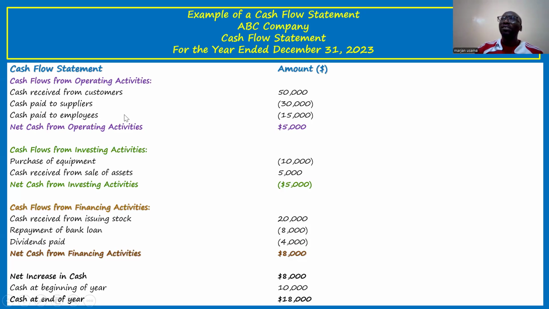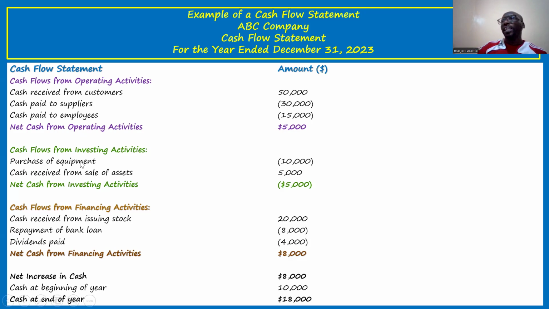We are paying, it's going out. Cash paid to employees. When you are paying salaries, we are using our money. Our money is going out. So this is also a negative number, 15,000. So the net cash from our operating activities will be 50,000 minus 45,000. So we have a positive number. Net cash from operating activities is 5,000.